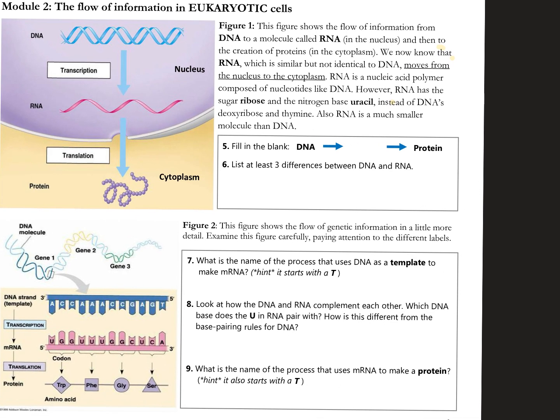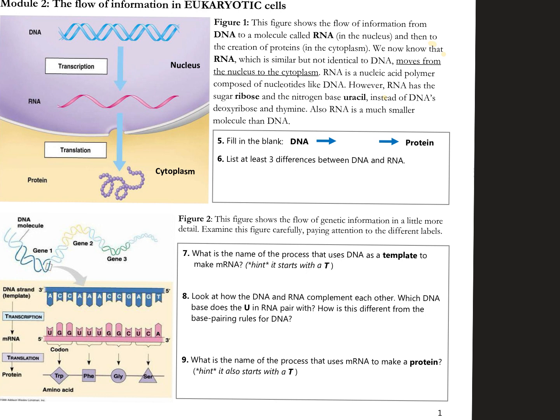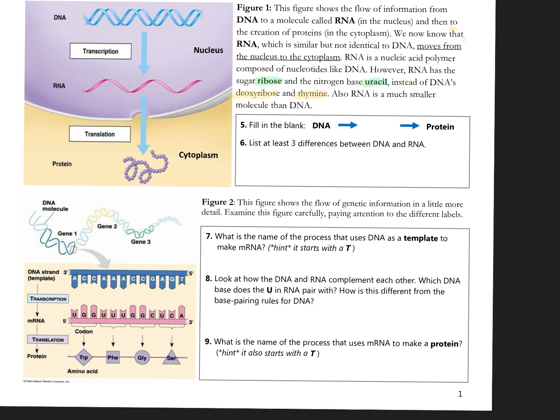In DNA, it's deoxyribose and thymine. Deoxyribose is the sugar, and DNA is double stranded. In RNA, it's ribose. In DNA, it's thymine. In RNA, it's uracil. So that's how they match up.